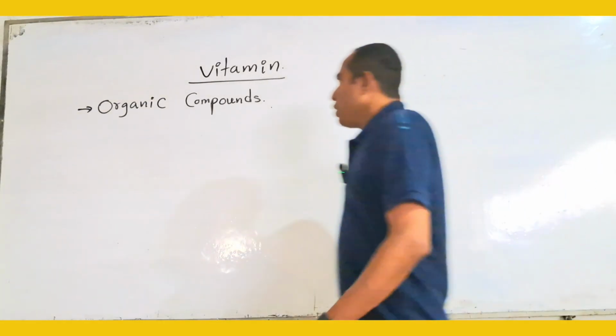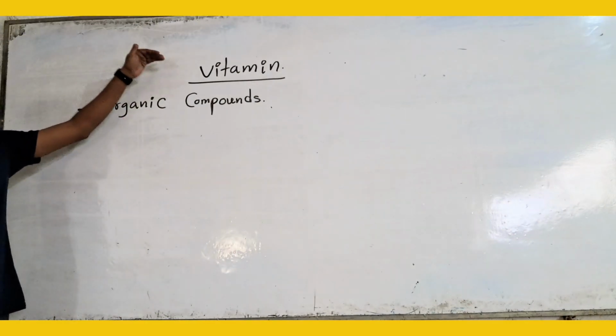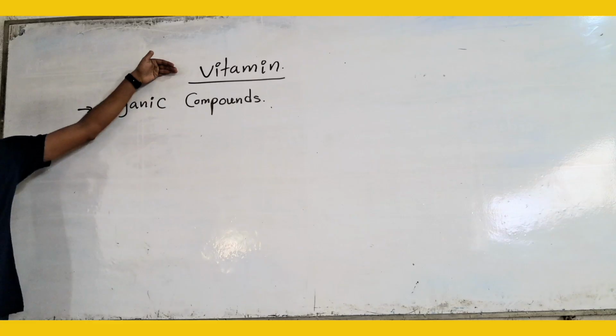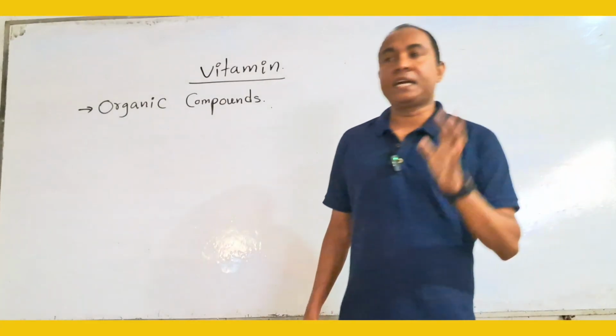Then we go to organic compounds. Now, when we consider vitamin, vitamin contains carbon. Therefore, vitamin is considered an organic compound.